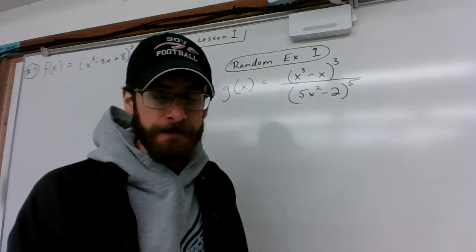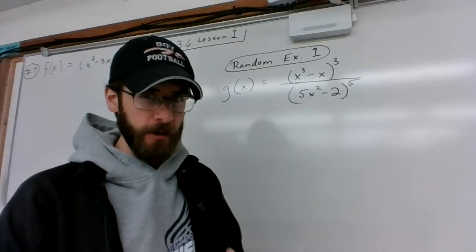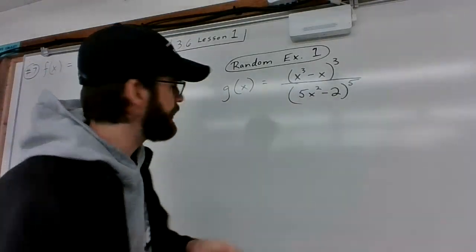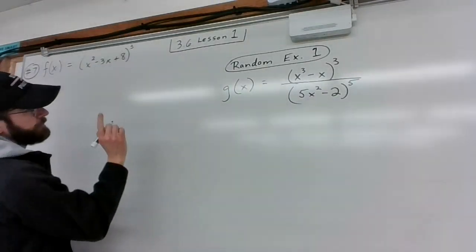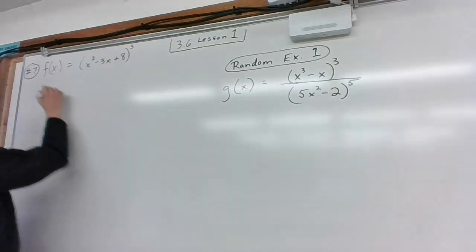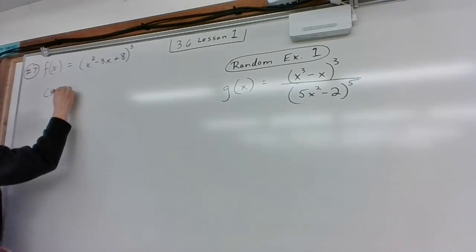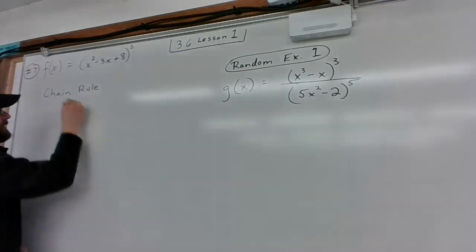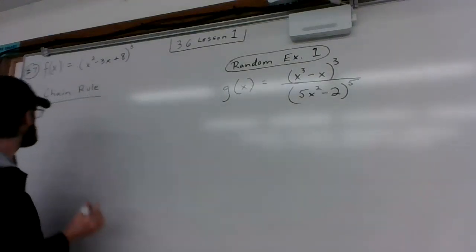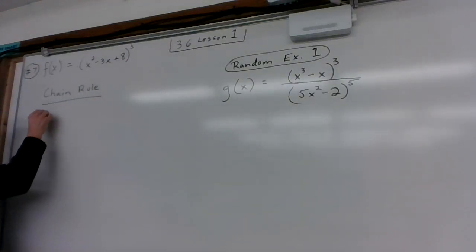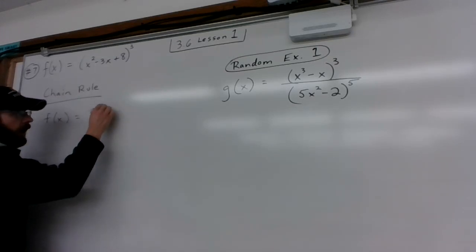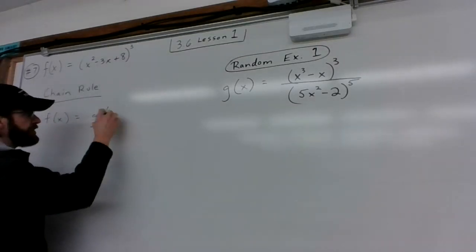So, for the first lesson, we've already talked in class about how chain rule works, but I want to make sure we have it documented on video. Chain rule states that if I have a function that can be written as a composite of multiple functions. So let's say that f of x is equal to g of another function. So g of h of x.